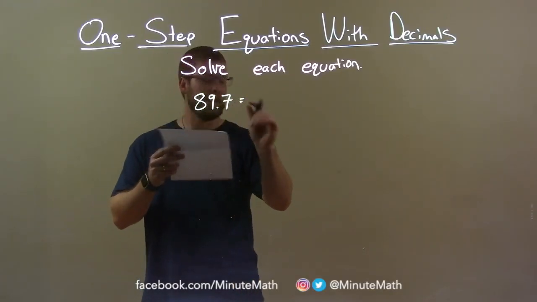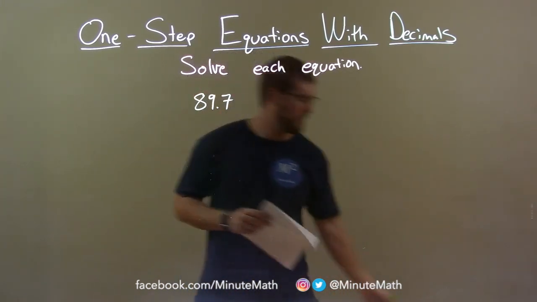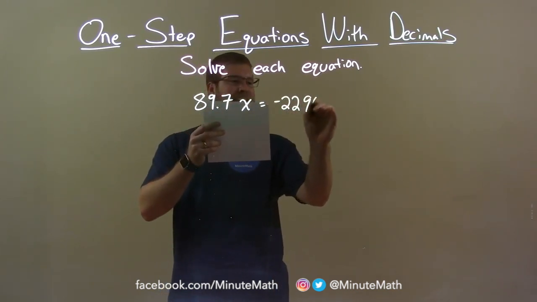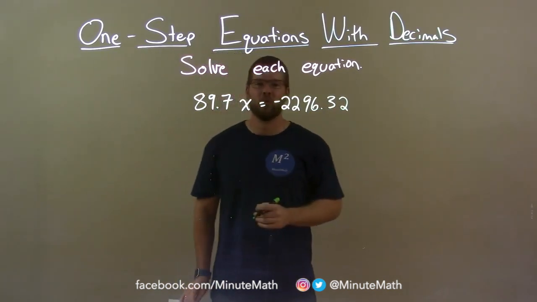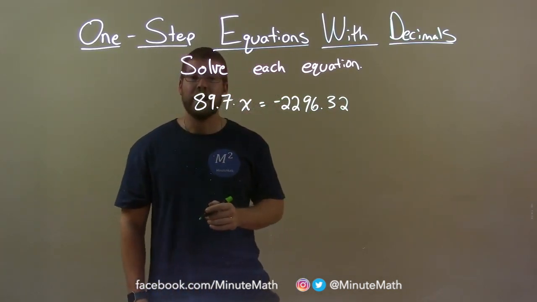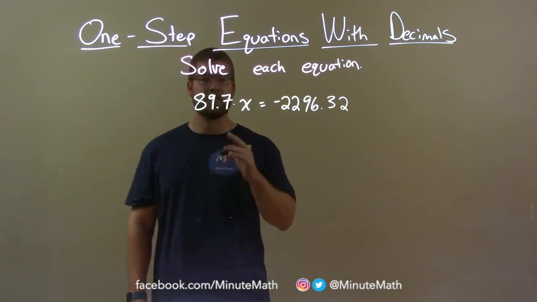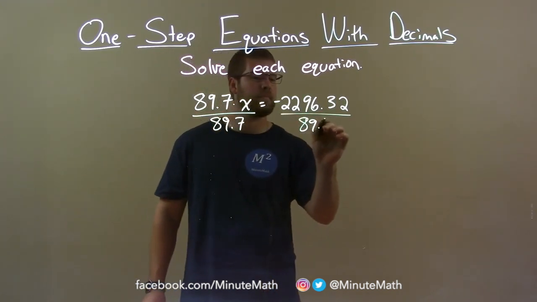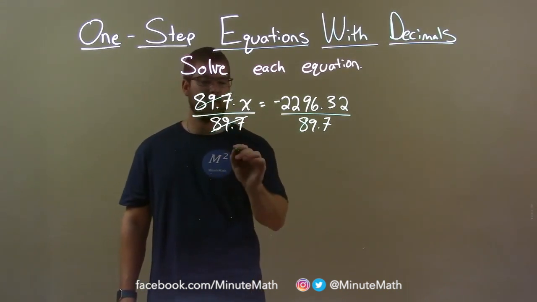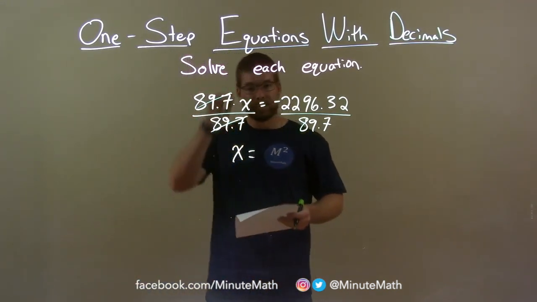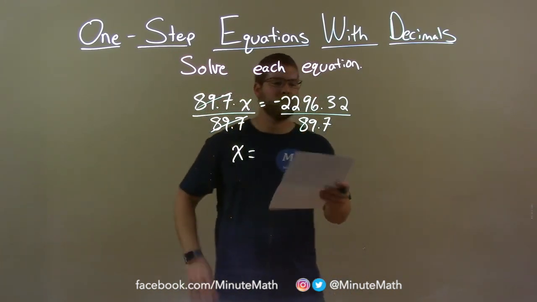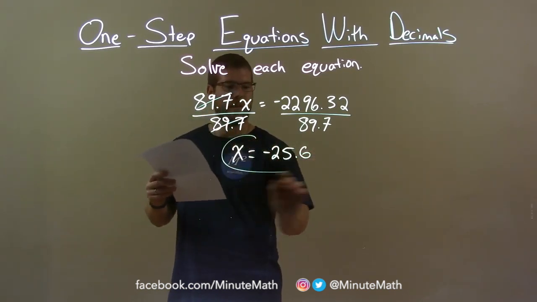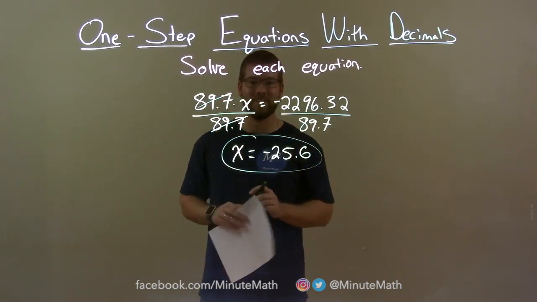89.7 multiplied by x, don't forget that. Put the equal sign, multiplied by x, equals a negative 2,296.32. And we got to solve for x. Well, we know x is actually being multiplied here by 89.7. Opposite of multiplication is division. So if I divide both sides by 89.7, I'm left with x by itself on the left. On the right, though, we have negative 2,296.32 divided by 89.7, and that comes out to be a cool negative 25.6. And there we have our simple, final, surprisingly, answer.